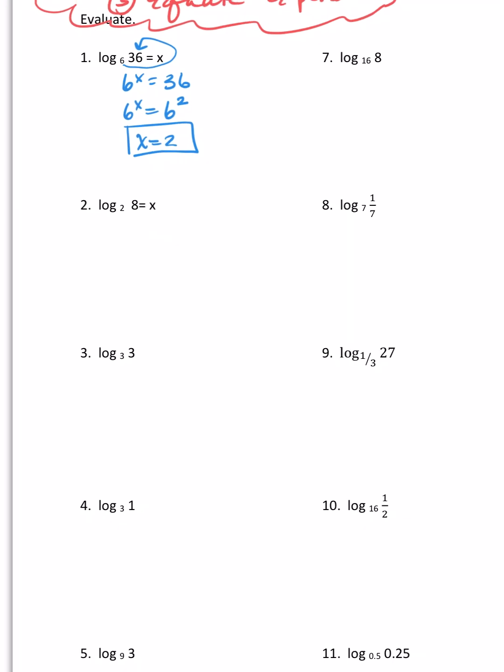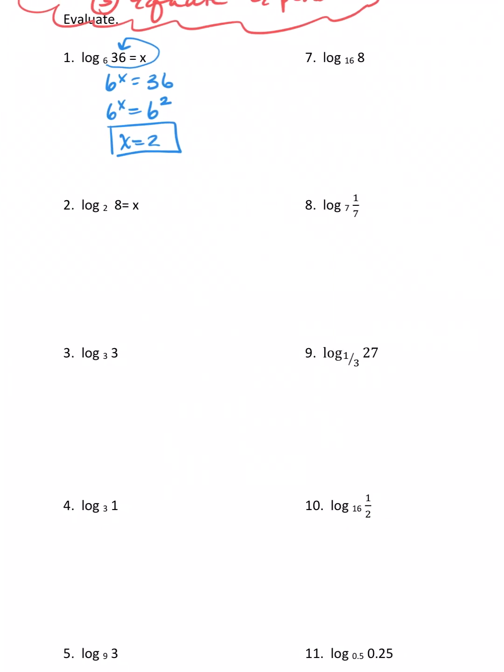Let's try another one. Number 2 says log base 2 of x is 8. So I would say 2 to the x equals 8. Then I want to rewrite this. Well, I have a hint here. On the left, 2 is pretty low. I should be able to rewrite 8 as a power of 2. So think about your powers of 2. 2 times 2 is 4, but times 2 again is 8, so that's 2 to the third. So now that my bases are the same, they drop out, exponents fall down, x equals 3.